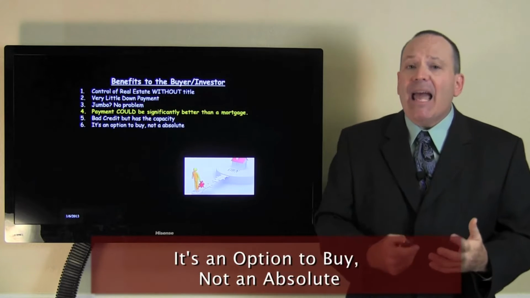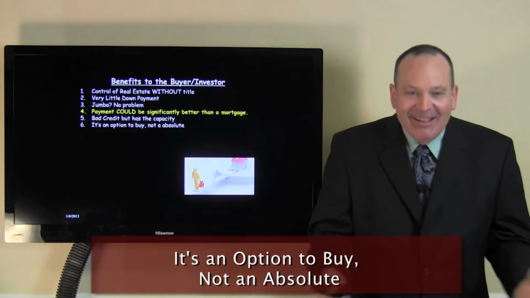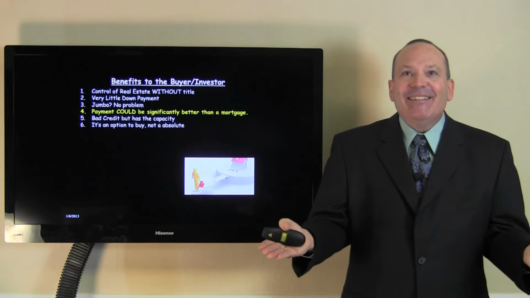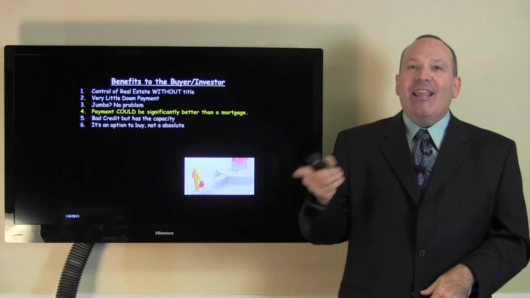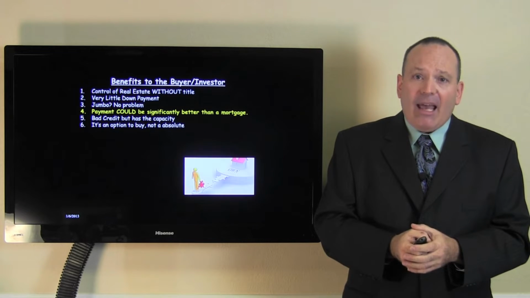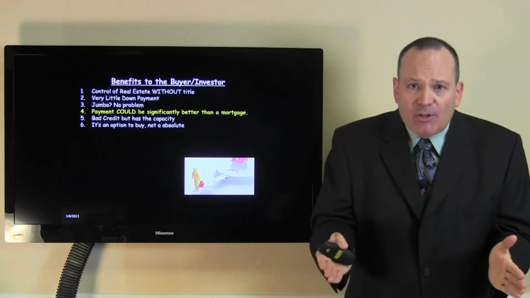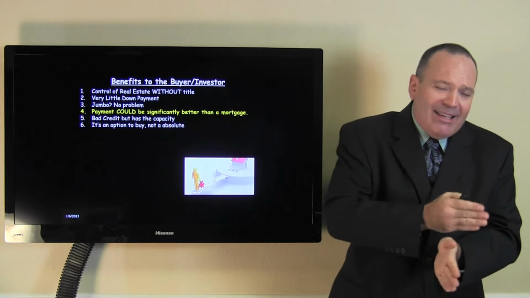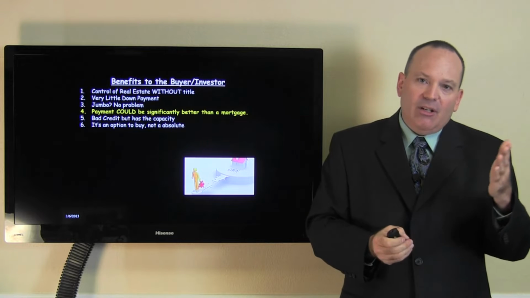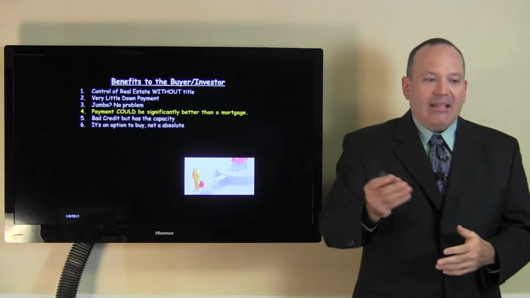It's an option to buy, not an absolute. Why is that a benefit to the buyer? Well, let me ask you a question. How many people do you know who bought a home in 2006 today wished they would have bought that home on a lease option? I think you would agree that every single one of them, 100% of them, wished they would have bought it on a lease option. Instead of losing $300,000, they would have lost $30,000. But nevertheless, that's a great option.